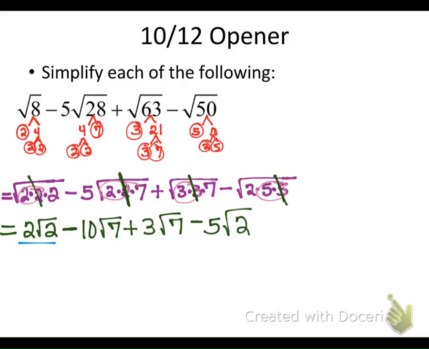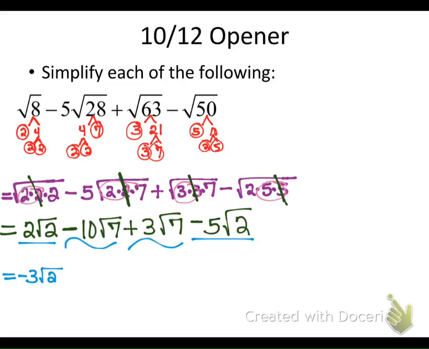So the 2 square root 2 minus 5 square root 2, okay? You're going to combine your coefficients here. So what's 2 minus 5? Negative 3 what? Yep, because our radicands stay the same. So then what are my second like terms I'm going to combine? Negative 10 root 7 and 3.